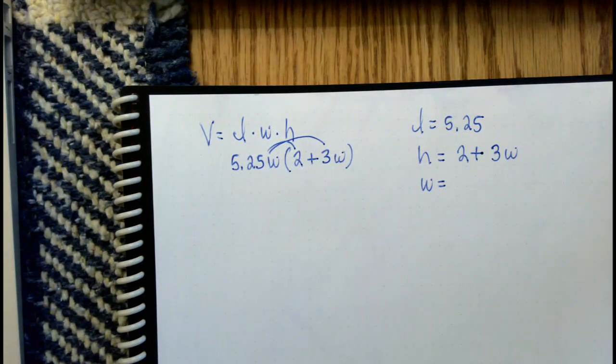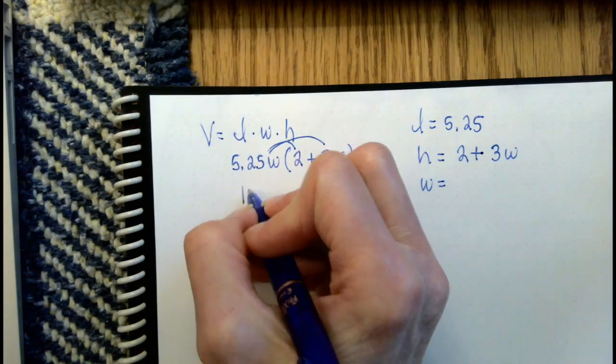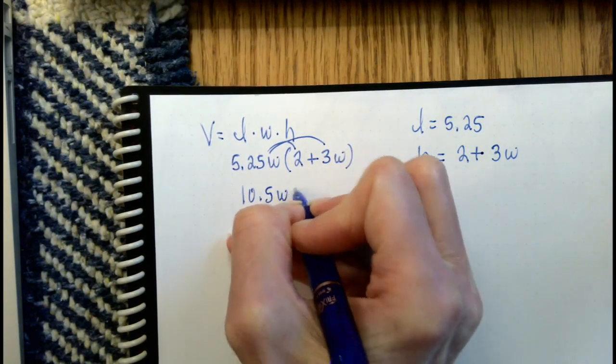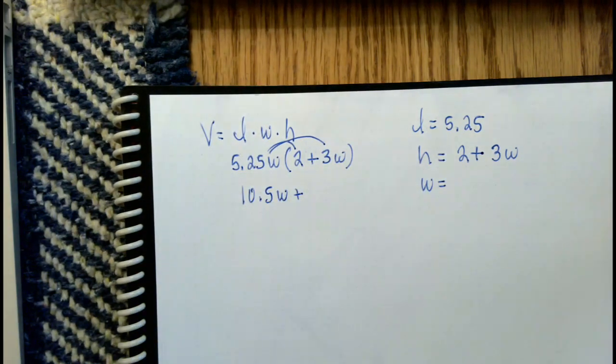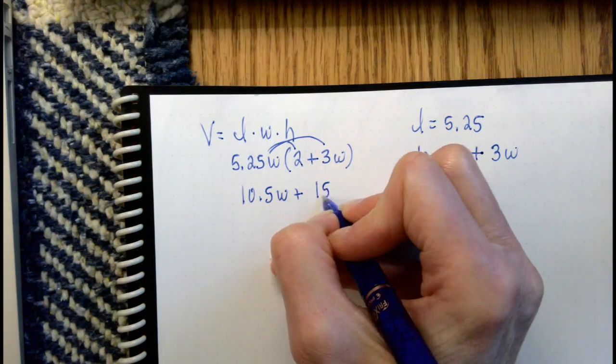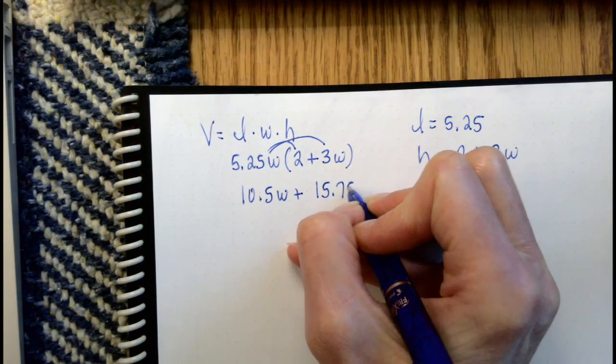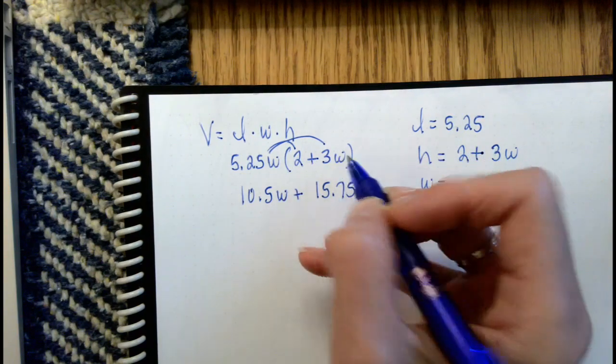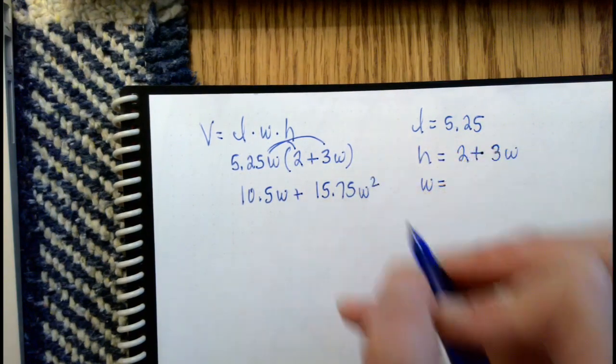And when we multiply, you can use Desmos, so I'm using my calculator. 5.25 times 2 gives us 10.5 W. And then 5.25 times 3 is 15.75. But remember, it's W times W, which is W squared.